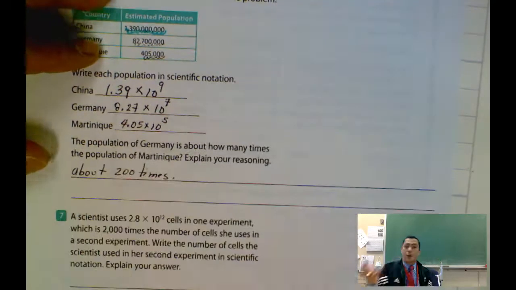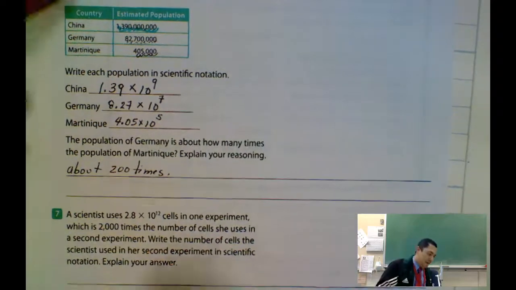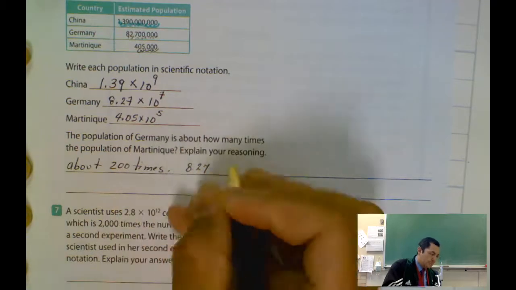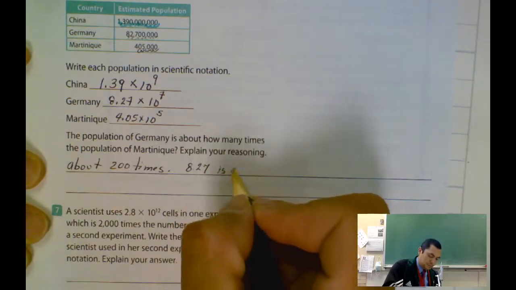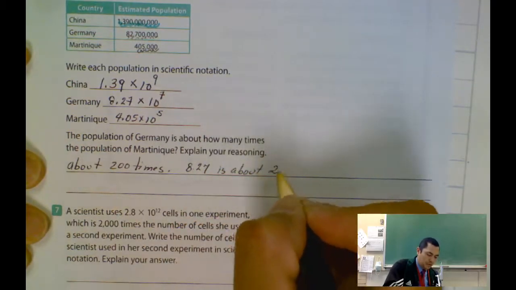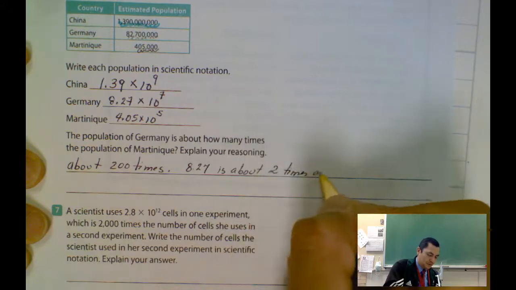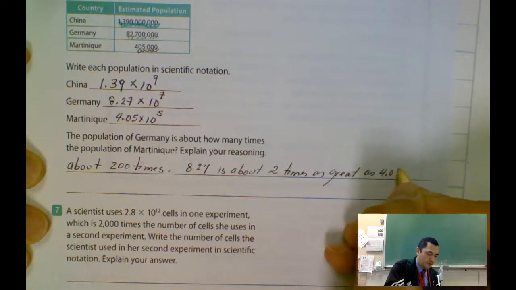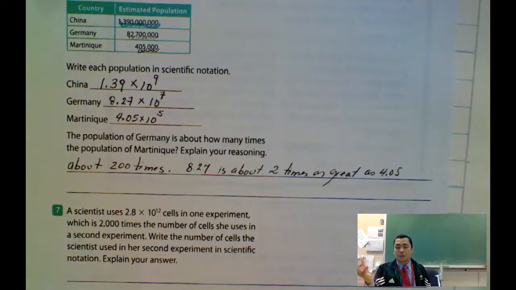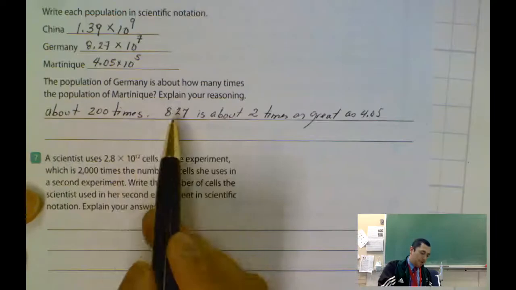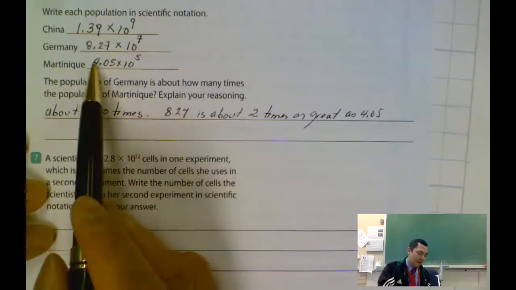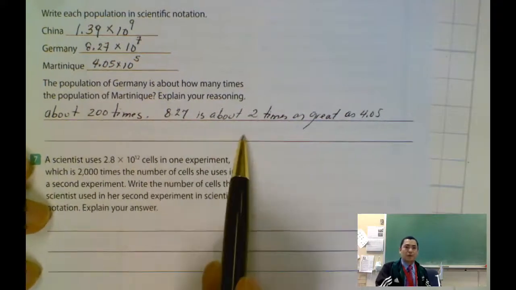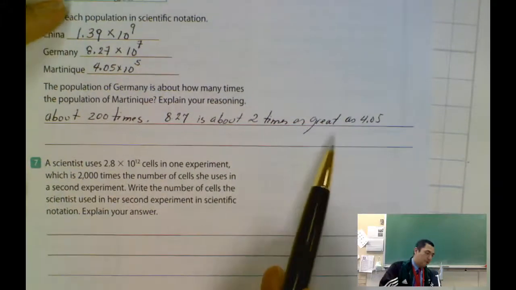And I'm going to explain why. That's the reason why they're asking me why. In this case, 8.27 is about 2 times as great as 4.05. So it's just an approximation, because 8.27 divided by 4 will be around 2 point something. So we said 2 times. So it's about 2 times as great as 4.05.